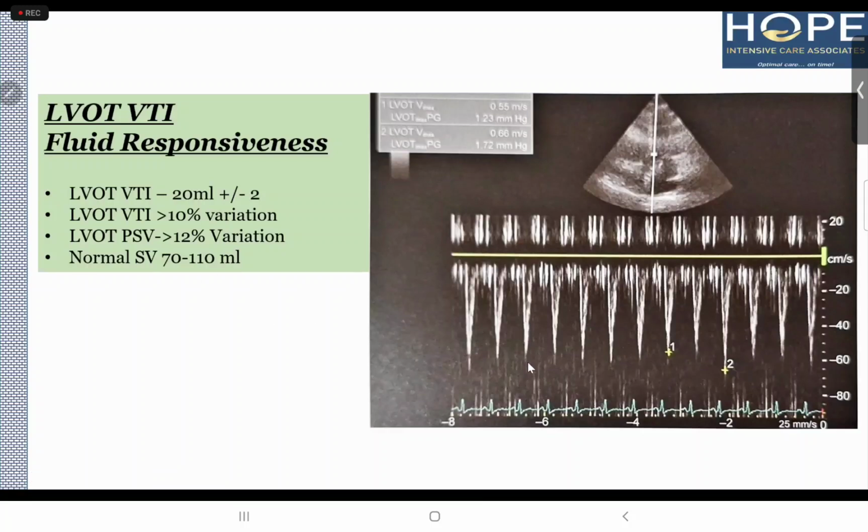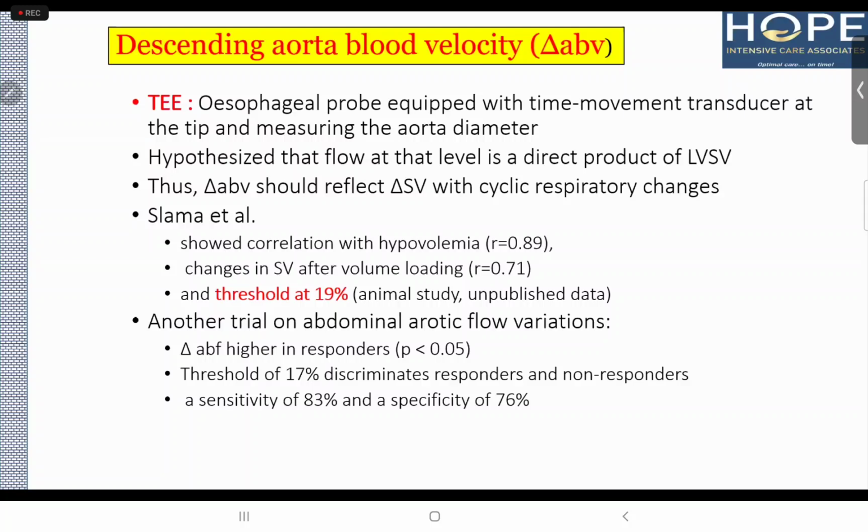Or you can actually measure the LVOT VTI envelope, and an LVOT VTI variability of more than 10% in respiration is also associated with flow variability. In transesophageal echo, you can actually measure the aortic flow, and a variability of more than 19% during inspiration is also associated with fluid responsiveness.